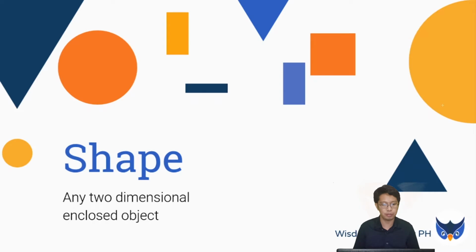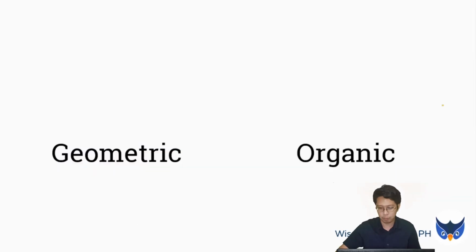So, next element that we have ay shape. Ang basic definition ng shape ay any two-dimensional enclosed object. So, as we can see in this background, so yun yung mga usual shapes natin, mga triangles, squares. Though, hindi rin naman limited sa ganun. We have two kinds of shapes. First ay geometric. Geometric yung mga na-mention natin kanina. You know, the circles, squares, triangles.